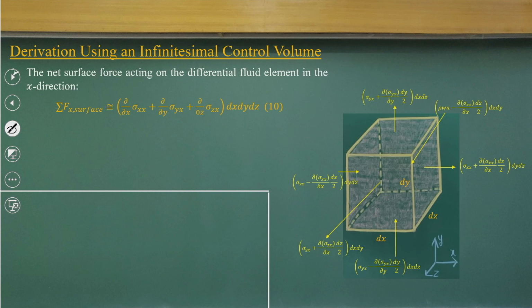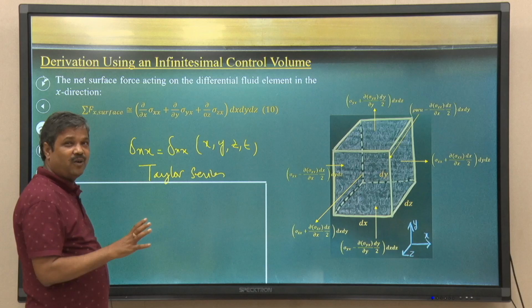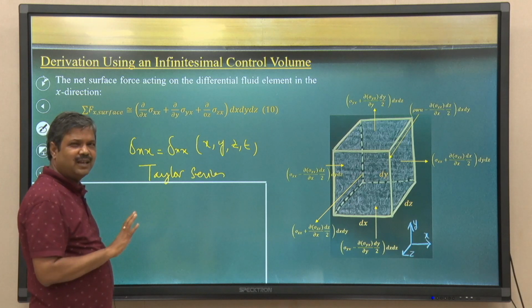Now, if I look at just the stress field. Again, I consider sigma x x as a stress which is a function of space and time, and I can use a Taylor series to approximate how the sigma x x variability will be. Same way as I did for momentum flux.